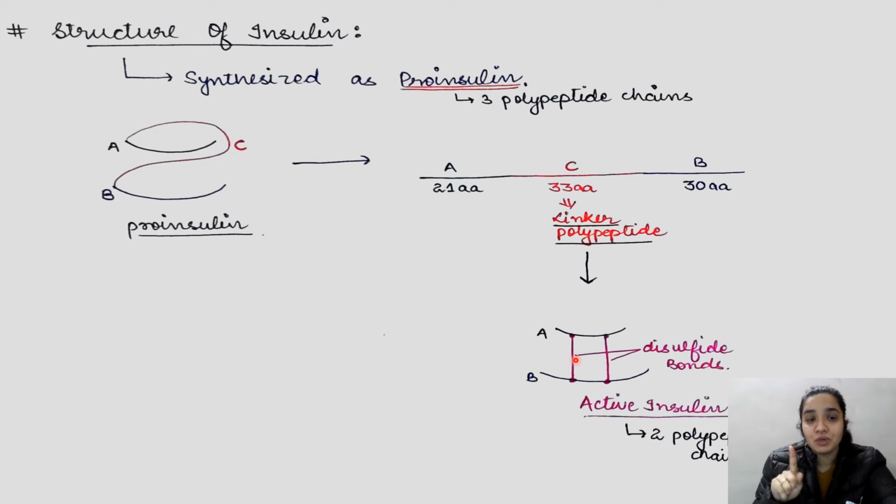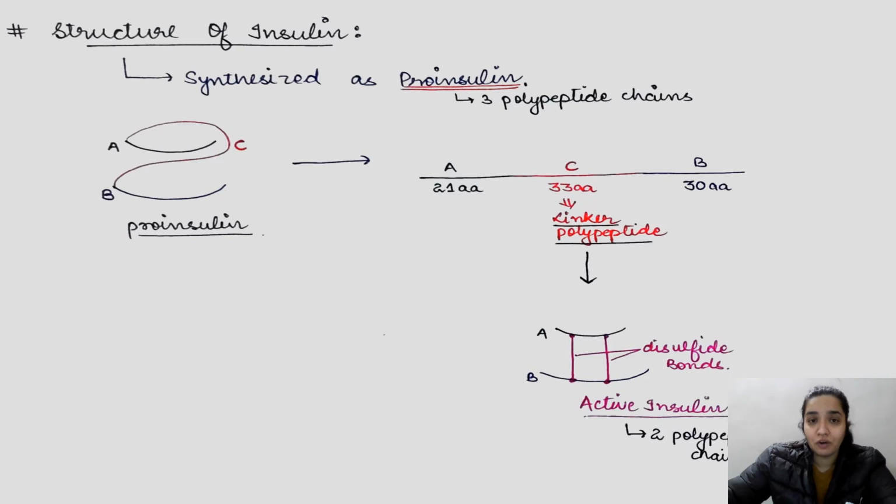So what is the difference between the structure of proinsulin and active insulin? Proinsulin is made up of three polypeptide chains A, B and C, where the C polypeptide chain links the A polypeptide chain with the B polypeptide chain. The structure of active insulin is formed of only two polypeptide chains, A and B, and between these polypeptide chains disulfide bonds are present.